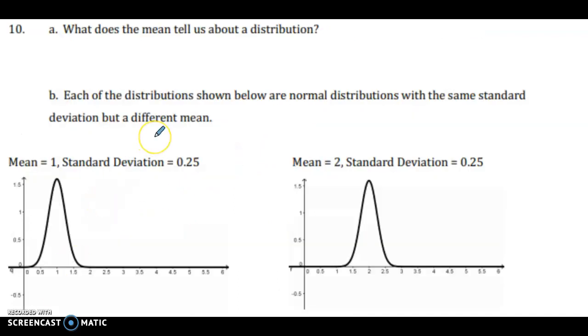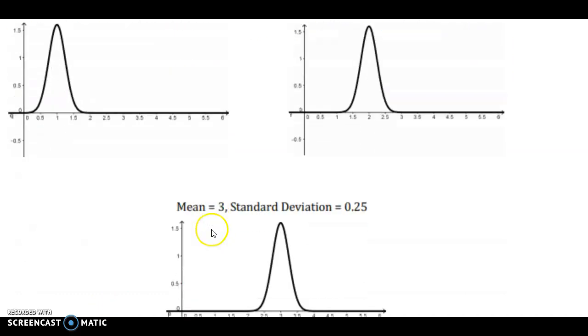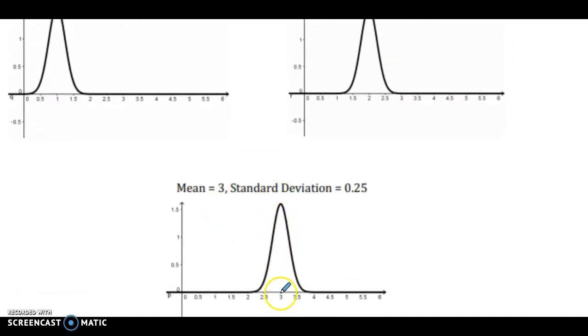Now let's look at these. What does the mean tell us? Well, these have the standard deviation of 0.25, 0.25, this one the mean is 1 and the mean is 2. So here the mean is above 1 and here it's above 2. Here the mean is at 3. So you can see how that moves the curve.